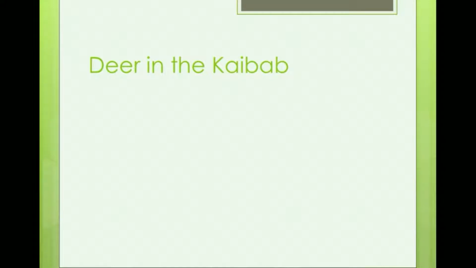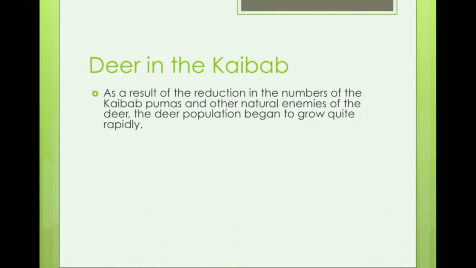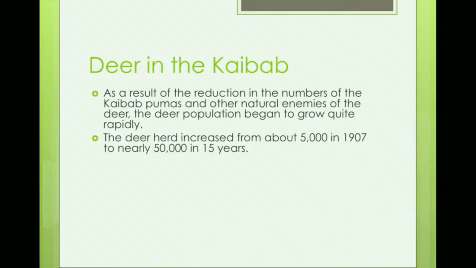Now let me tell you about deer in the Kaibab Plateau. When the predators of the deer were taken away, particularly the pumas and other predators, the deer population actually began to grow quite rapidly. The deer herd increased from about 5,000 in 1907 to nearly 10 times that in about 15 years.